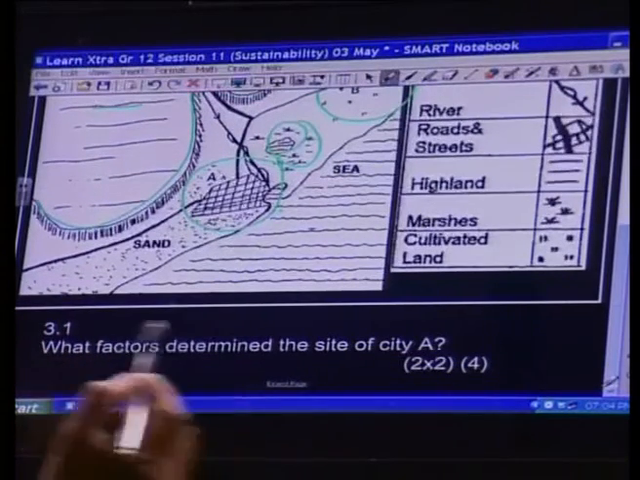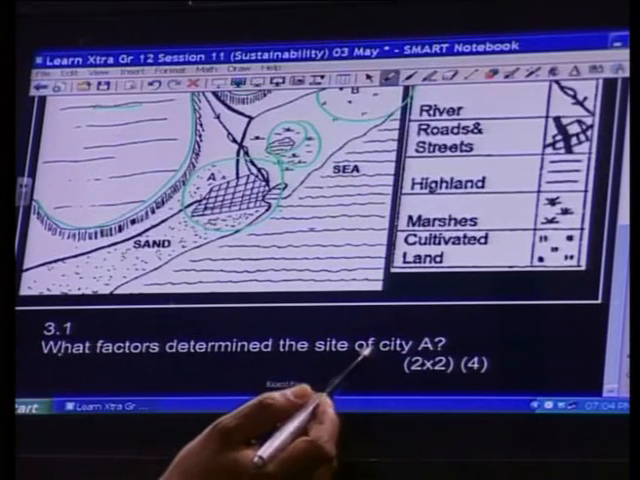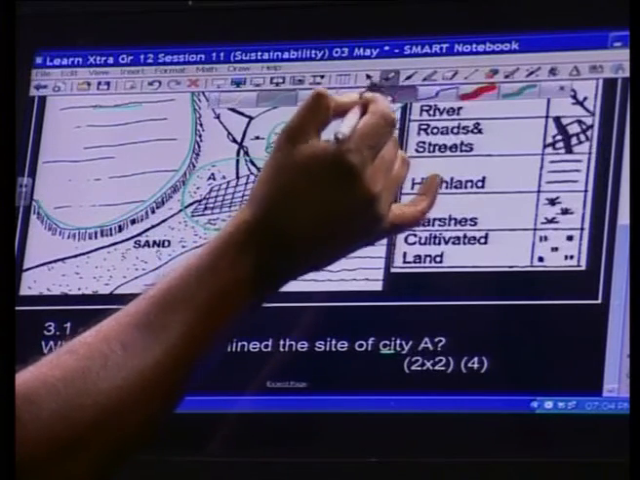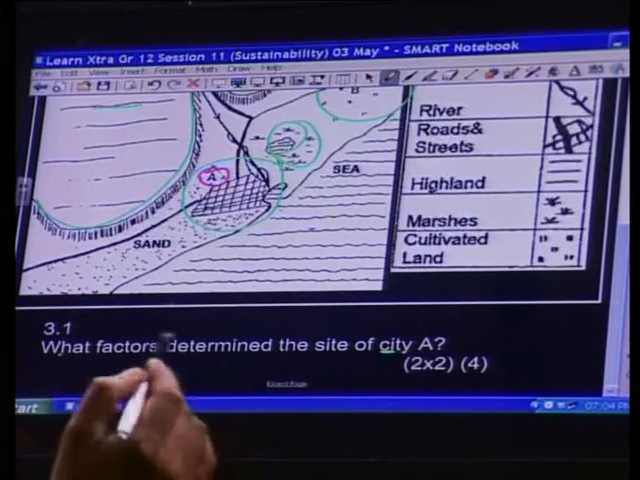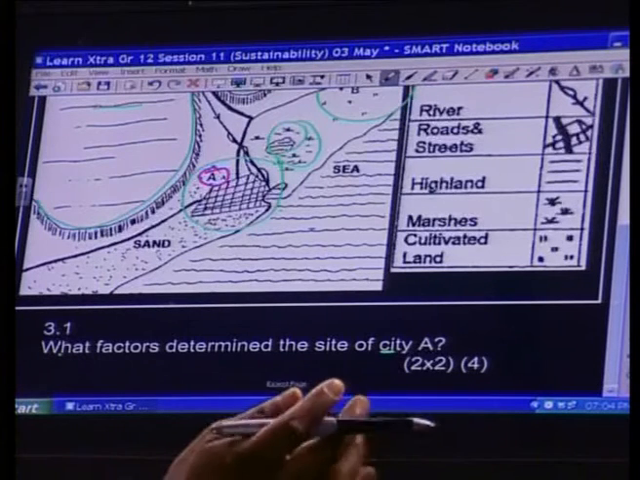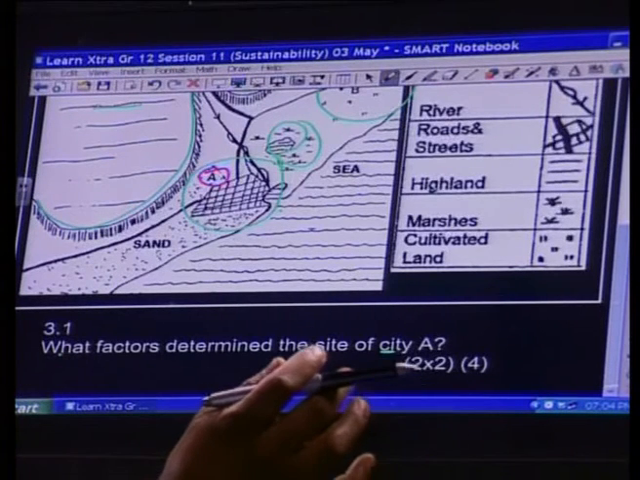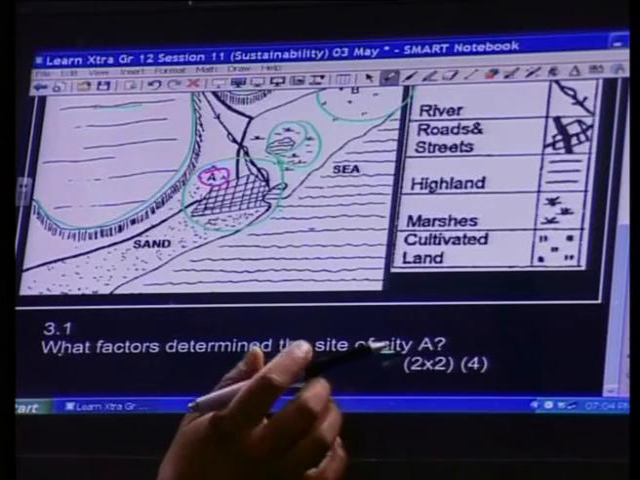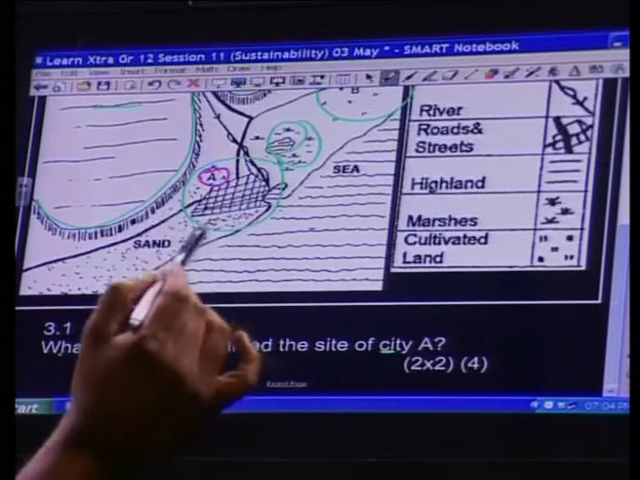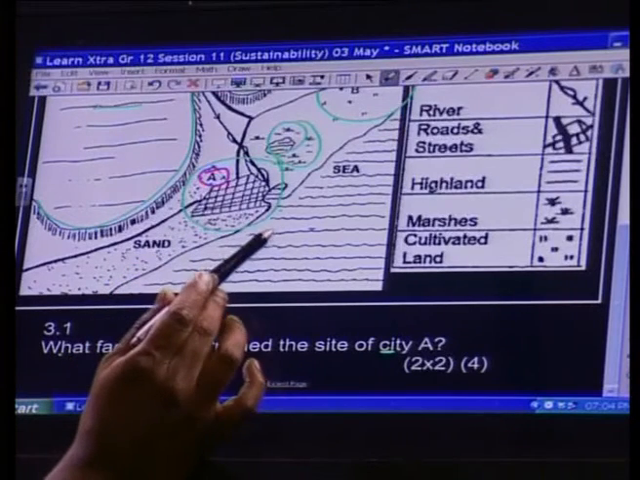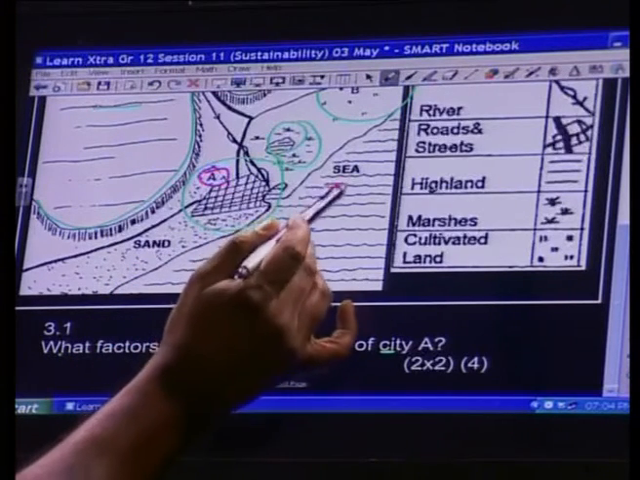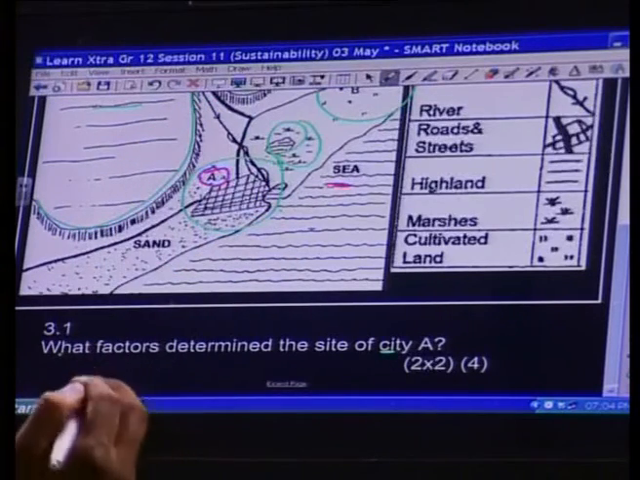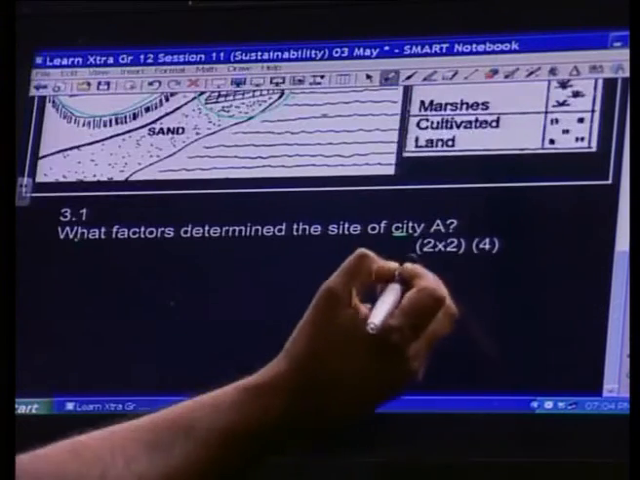Let's look closely at the questions. What factors determine the site of City A? City A is located here. What factors determine the site of City A? Site refers to the exact piece of land on which a settlement is built. The city is represented by settlement A. If we have to look at the exact piece of land, it is largely dominated by the location of the sea, correct? It is as well constructed around the highland area. So we should be identifying at least 2 factors.